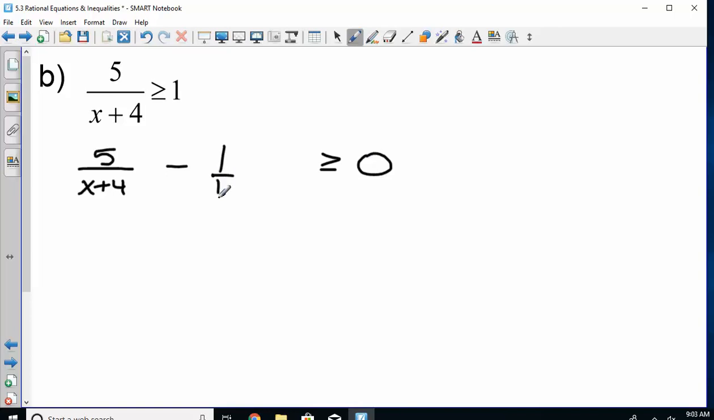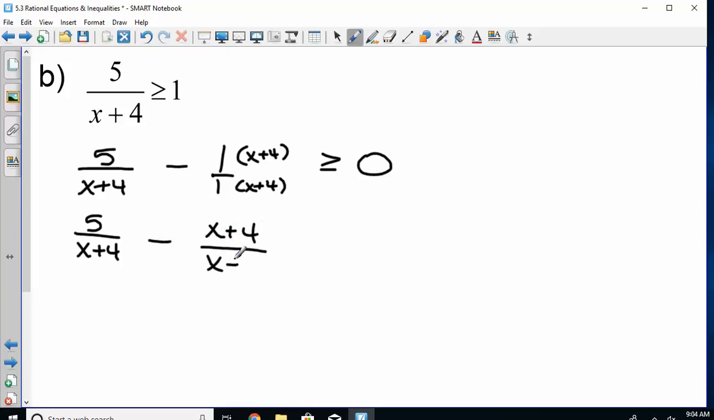This is like 1 over 1. In order to add or subtract fractions, what do we have to have? Common denominator. So I need x plus 4. So I'm going to multiply by x plus 4 on top and bottom. We've done common denominators before. It's been a little bit, but we've done them. So that would give me x plus 4 or x plus 4.